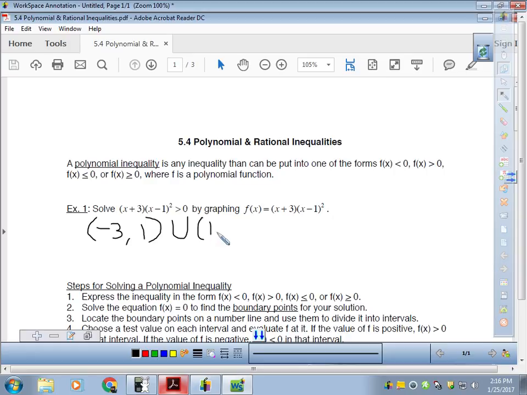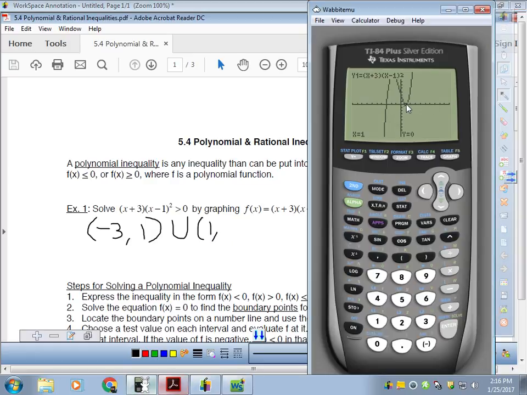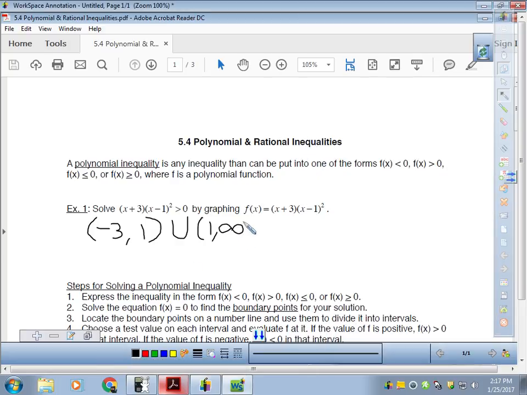This one's going to start at 1. It's going to start at this spot where it's equal to 0. And then it's going to continue forward, so it's going to continue on to infinity. And so these would be the intervals that satisfy this inequality: -3 to 1, union 1 to infinity. So that's how you do it graphically.